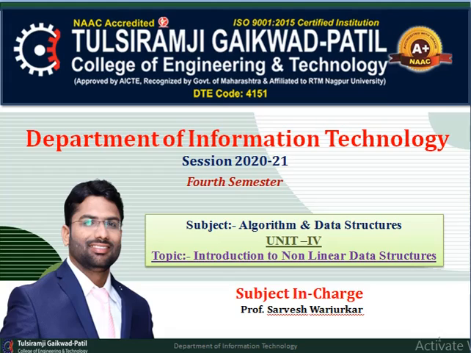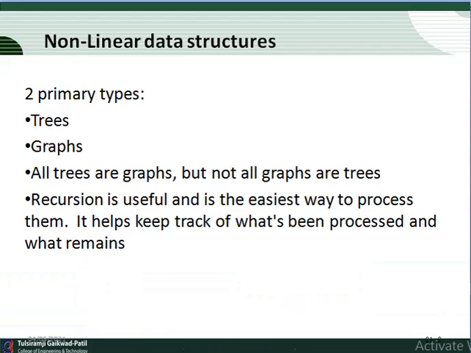Hello friends, in this video I am going to explain the introduction to nonlinear data structures. Basically, there are two primary types of nonlinear data structure: one is the tree and the other is the graph. A nonlinear data structure has no set sequence connecting all its elements or nodes, and each element can have multiple paths to connect to other elements. Such data supports multi-level storage and often cannot be traversed in a single run.